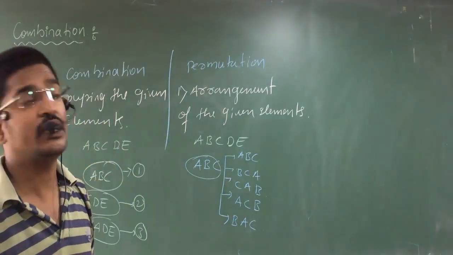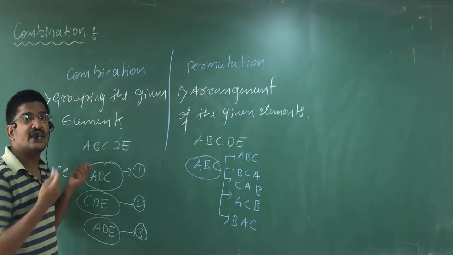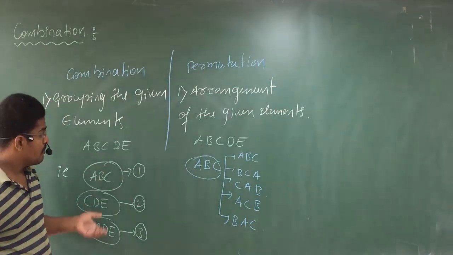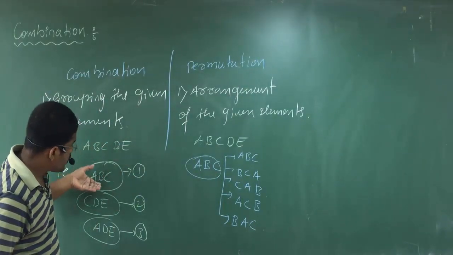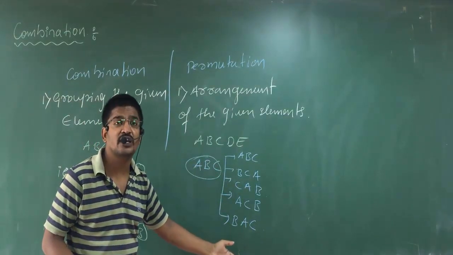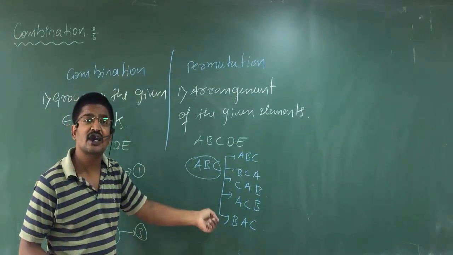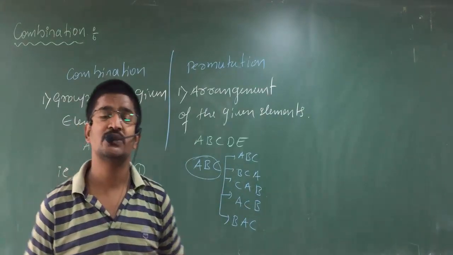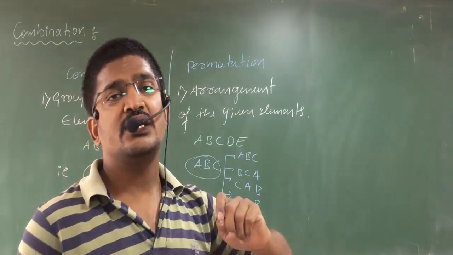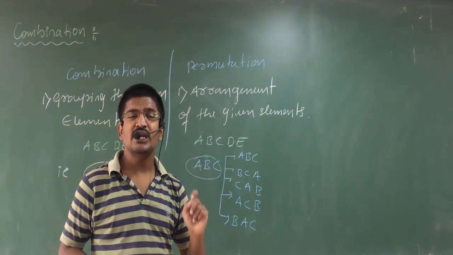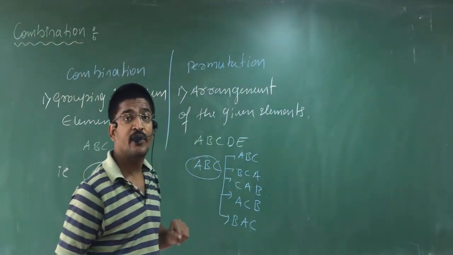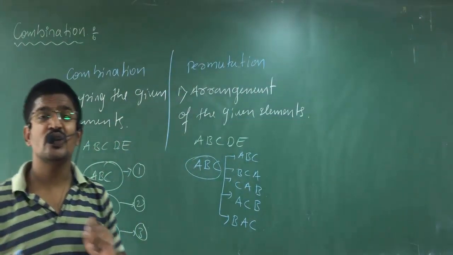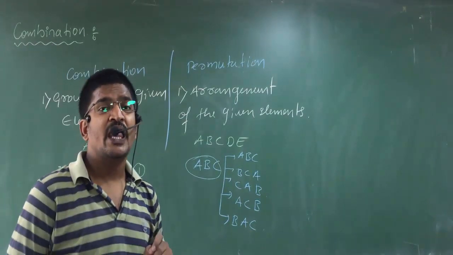That is called permutation. But here, if I choose A, B, C, that's over. If I choose C, D, E, that's over. If I choose A, D, E, that's over. But in permutation, from this one group you can make this many arrangements. From the second group, again you can make arrangements. From the third group, again. Clear, students? That is the difference between permutation and combination. Permutations means arrangements of the 3 elements out of 5. Combination means grouping the 3 elements from the 5 elements. That is the big difference between permutation and combination.